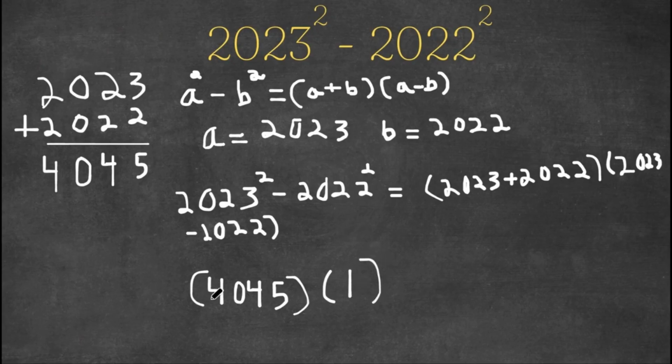Now, as you can see, 4,045 times 1, well, this is simply just 4,045 because anything times 1 is just itself. So 4,045 would be our answer to this problem.